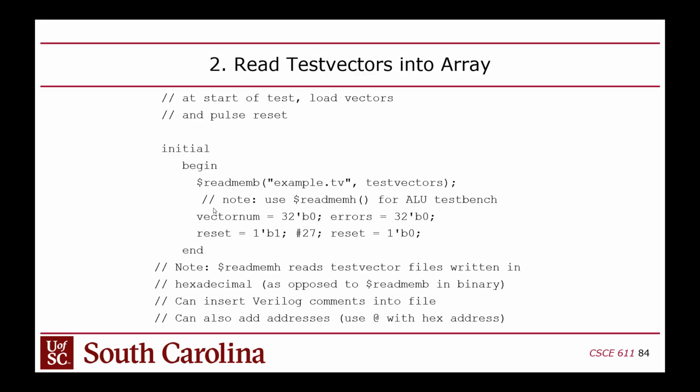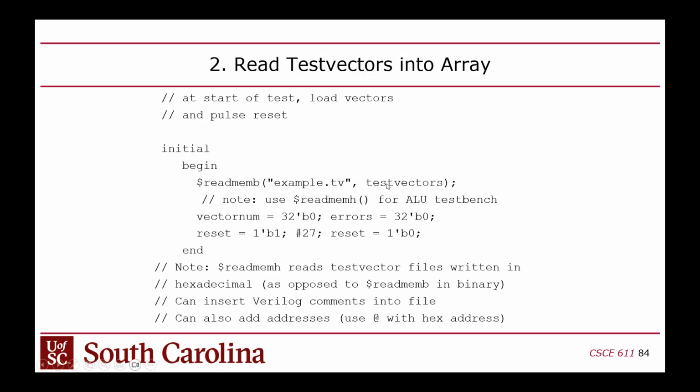Okay, then there's an initial block, and here's something else that's new. You've got a $readmemb, which reads the file I showed you earlier with the binary values in it. This just reads from the file example.tv and puts it into the test vectors. If you put readmemh, it would assume there are hex values in there, but readmemb is reading binary values. So this basically just initializes the test vectors.